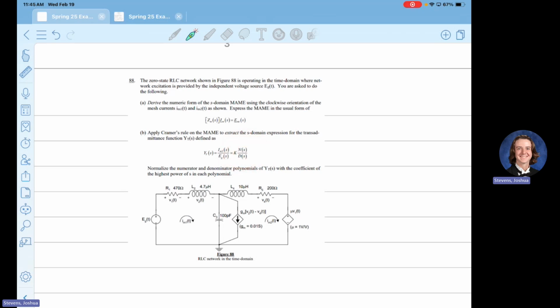Normalize the numerator and denominator polynomials of Y(s) with a coefficient of the highest power of s in each polynomial. This is what I was talking about earlier, when I was saying we need to factor out. Normalize is the better way to put it. But yeah, we'll essentially be doing very similar math. This one has a lot of components, so I'll probably skip the algebraic expression just for time's sake. But later on, if y'all want to do it yourself, you can check with it.